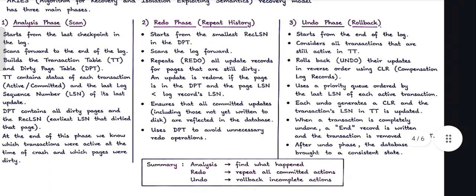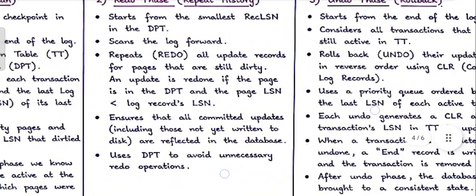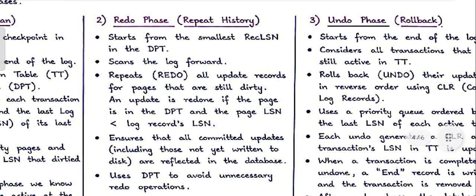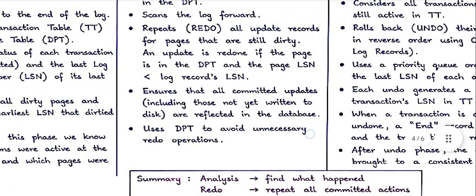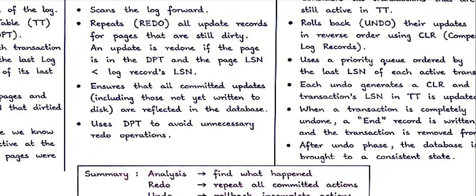Redo phase, repeat history, starts from the smallest recLSN in the DPT and scans the log forward, redoing all update records for the pages that are still dirty. An update is redone if the page is in the DPT and the pageLSN is less than the log record's LSN.